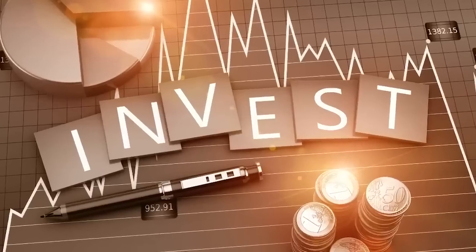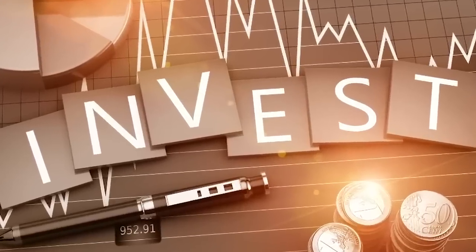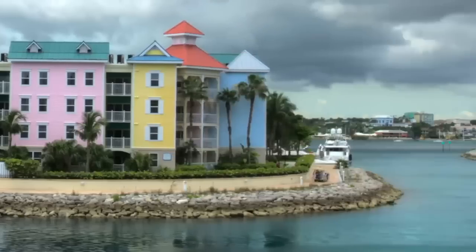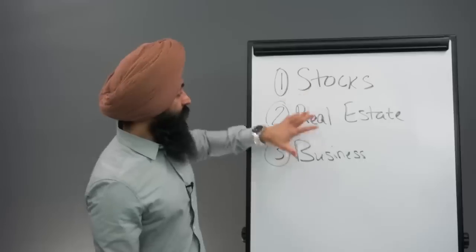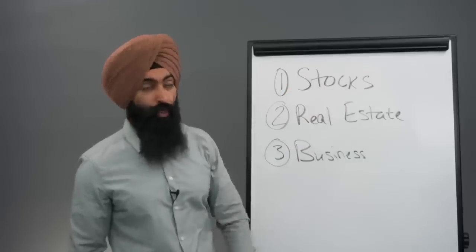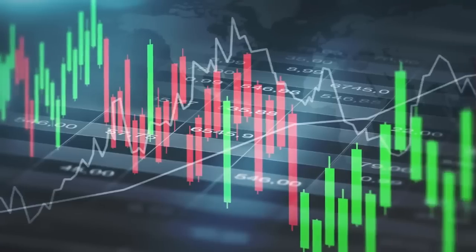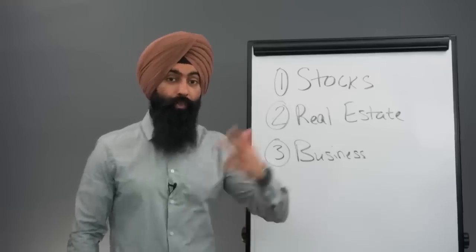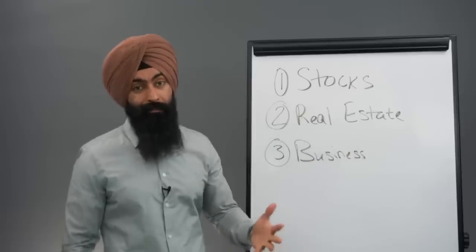There are three general ways that you can invest your money for cash flow. Number one is through stocks and paper assets. Number two is through real estate. And number three is through a business. Now, each one of these have their own subcategories as well. Like in the stock market, you can get cash flow from dividend-paying stocks, or dividend-paying ETFs, or REIT stocks, or REIT ETFs, or international dividend-paying stocks.